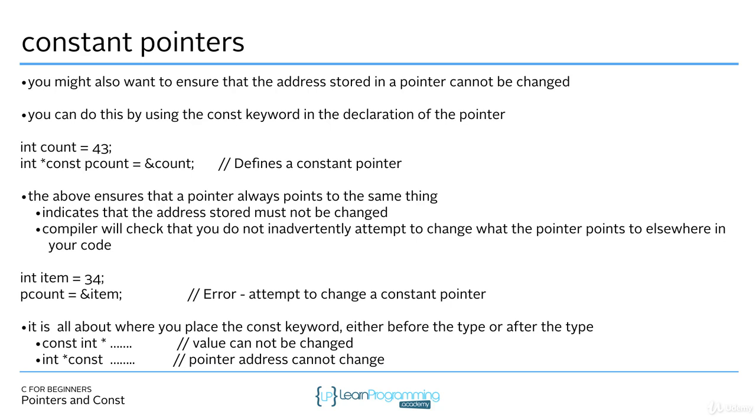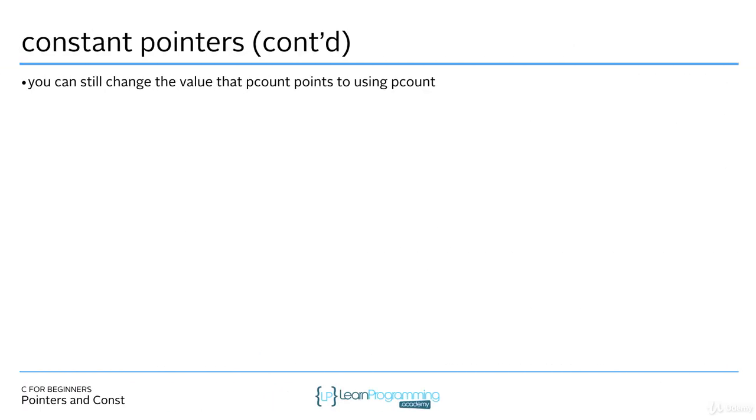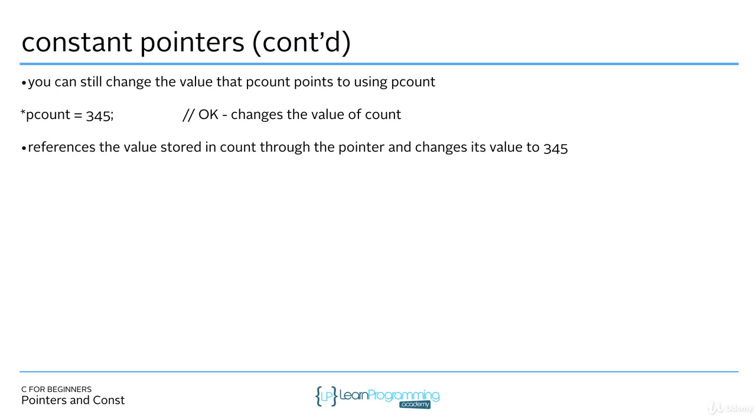So that's a lot to take, and that's very confusing, so study what I just said. Understand that syntax. It's very important. And it's very tricky. It can be easy to make that mistake, so understand the difference. You can still change the value that pcount points to using pcount, just like we could in the previous one, because even though we can't assign it a new address, we can still change the value that it's pointing to. So we can dereference it and change it that way. We can say star pcount equals 345. That's fine. It references the value stored in count through the pointer and changes the value to 345.